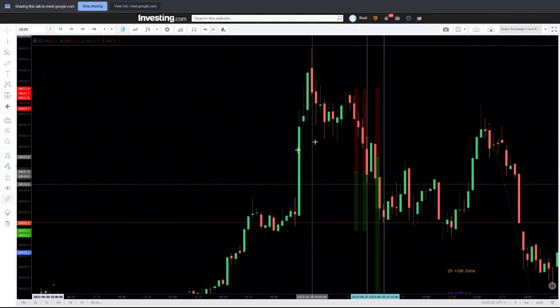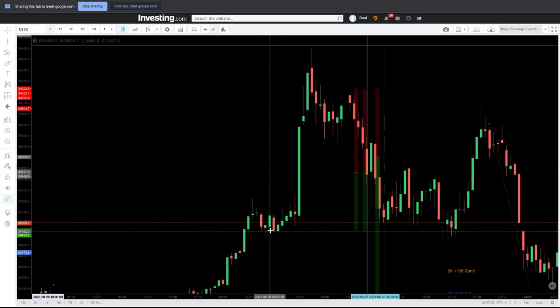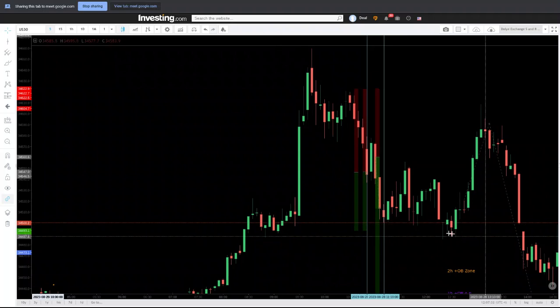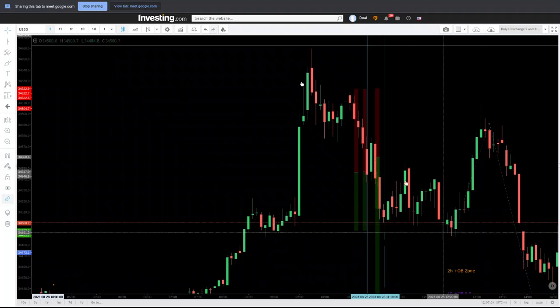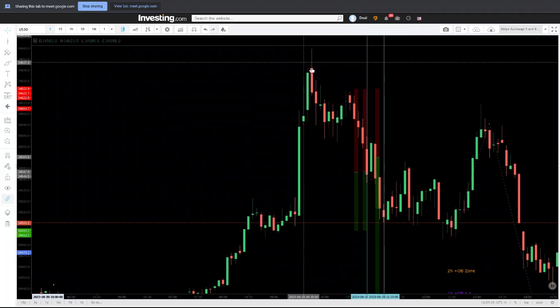So right here, I already knew that if this was a SpaceX candle, it was going to take out a red candle low, which is down here, which it did right here. And so I'm like, okay, well, it has to do that because it's a SpaceX candle. Number one, that's the first confluence.